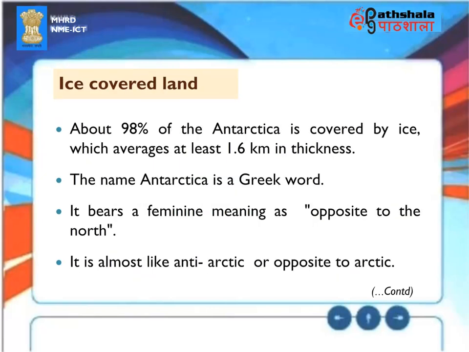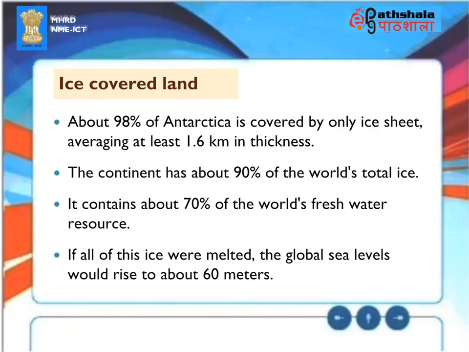Ice-covered land. About 98% of Antarctica is covered by ice, which averages at least 1.6 kilometers in thickness. The name Antarctica is a Greek word. It bears a feminine meaning as opposite to the north. It is almost like anti-Arctic or opposite to Arctic. About 98% of Antarctica is covered by only ice sheet, averaging at least 1.6 kilometers in thickness.